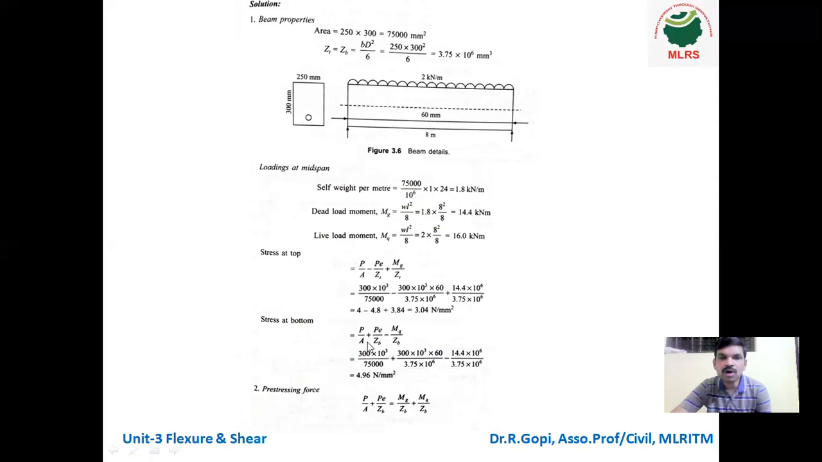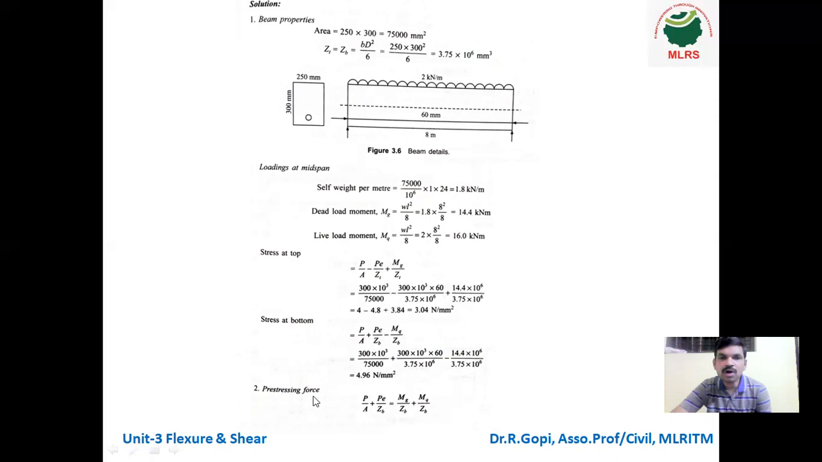Stress at bottom: P by A plus PE divided by ZB minus, actually this is not Q, this is mg divided by ZB. So the mg value is only 14.4. You can see here they substituted 14.4. So at the bottom it is 4.96.